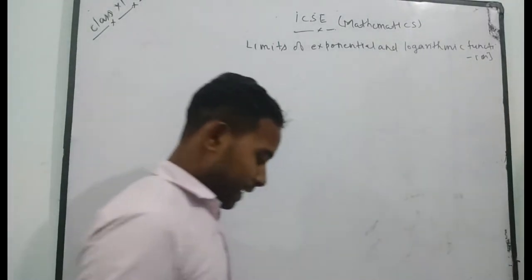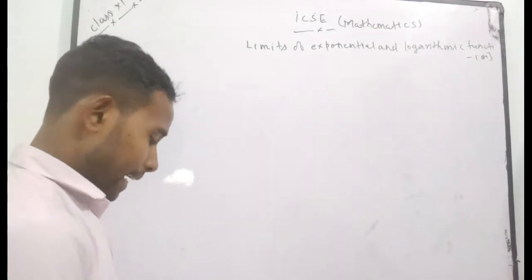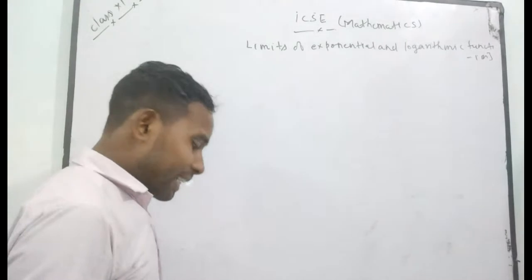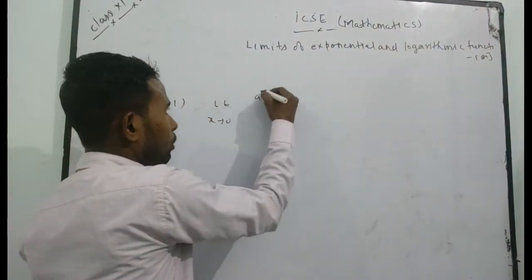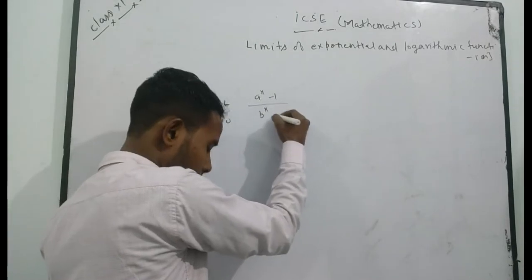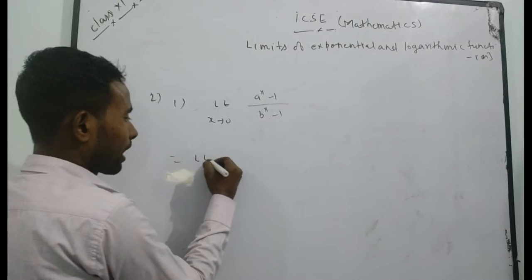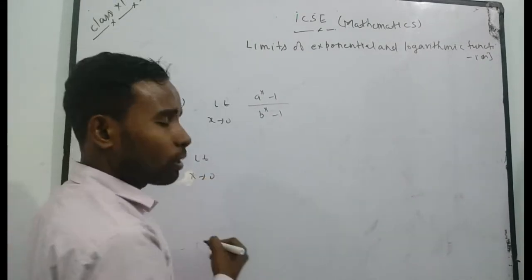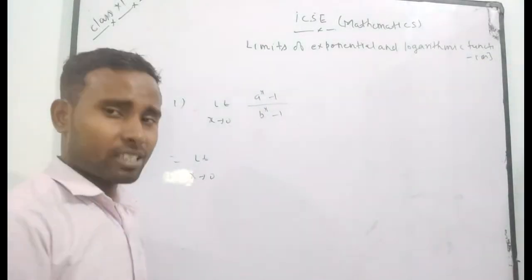Now I want to take the next problem for you. Problem two: evaluate the following limit, x tends to 0, (a to the power x minus 1) divided by (b to the power x minus 1). How can we solve this problem? There is no x, but you know that in the formula, (a to the power x minus 1) by x approaches log a when x approaches 0.